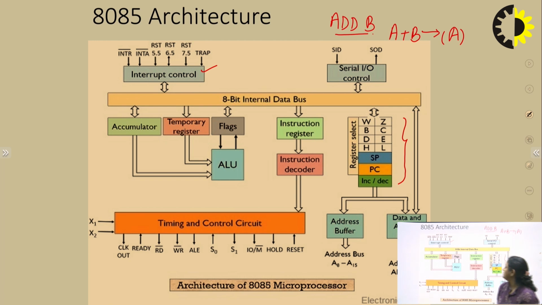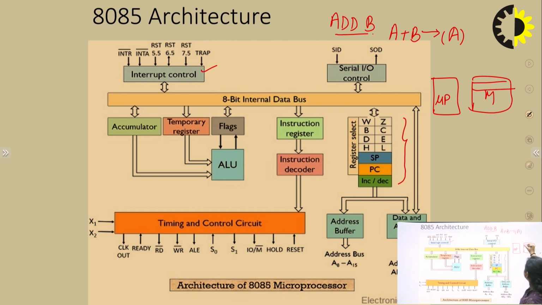So the program will start from here, this PC. This is your MPU and this is your memory. And let us assume at memory location 2000, we are having this instruction ADD B. This program is saved in memory and your MPU has to fetch this instruction to the microprocessor.